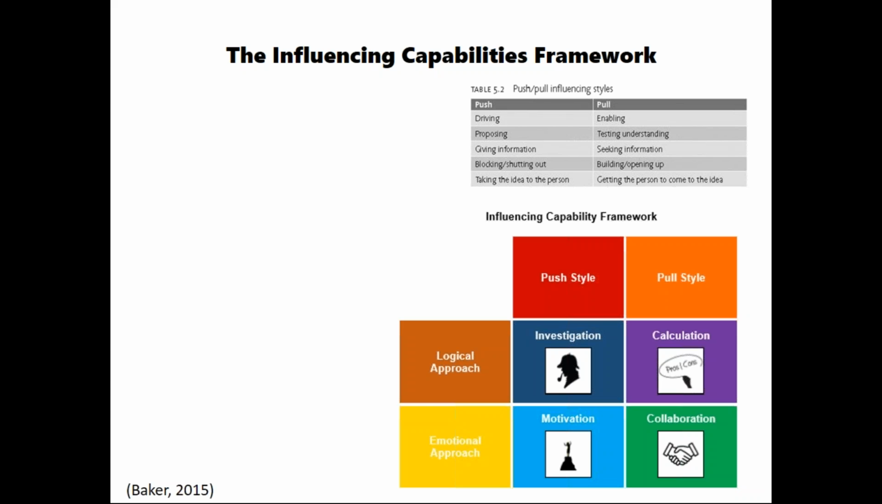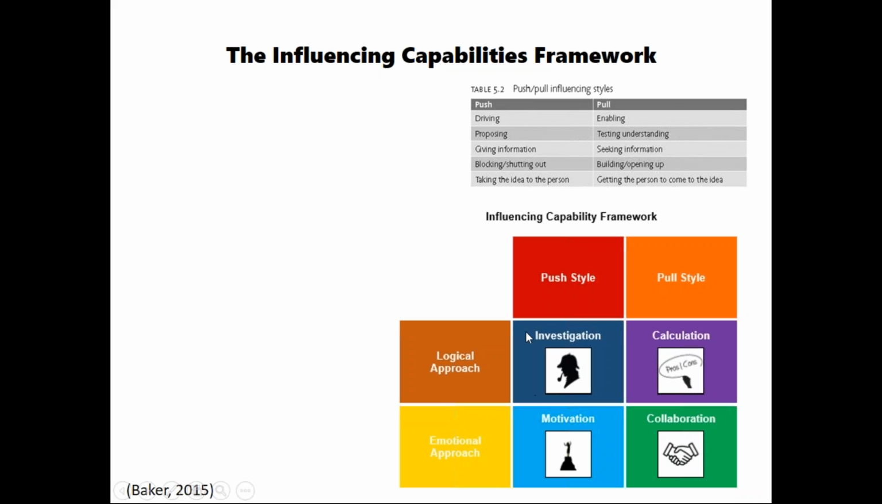Pull style, on the other hand, is a little bit more collaborative. It's working with and through other people. It's a little bit more enabling, and it's a little bit more seeking out information, building upon the ideas of others. So the first important part of this is which style do you favour, and how might it be possible for you to use both styles? Because the argument here is that you should be using both, depending on who it is that you're influencing or the situation that you're in.